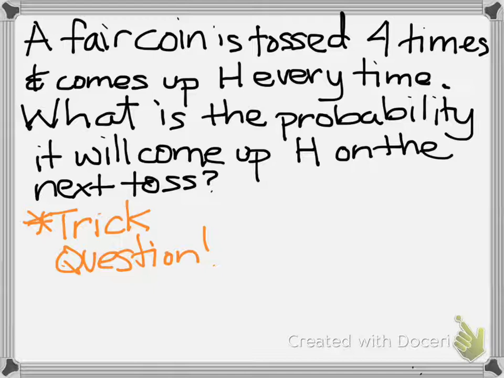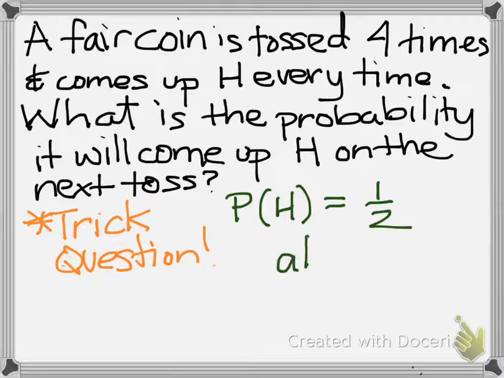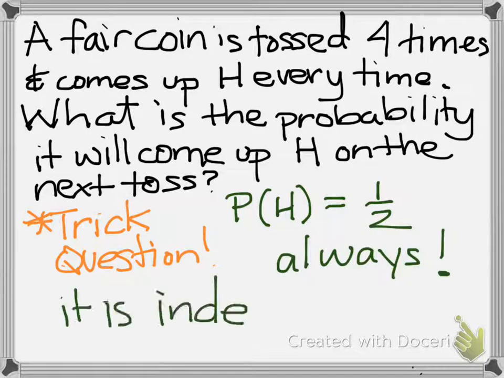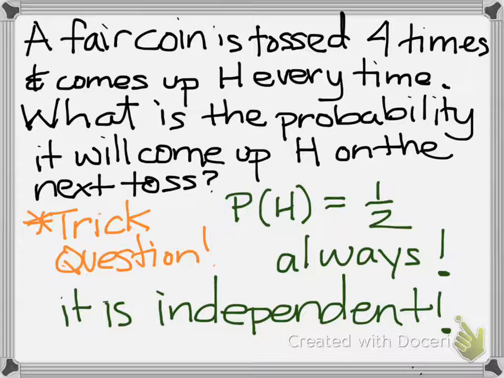Because even if you've tossed a coin and it comes up heads 100 times, the next time you toss the coin, it still has a 50% chance of coming up heads and 50% chance of coming up tails. So the probability that it's going to come up heads on the next toss is 1/2. Always, always, always. It is independent.